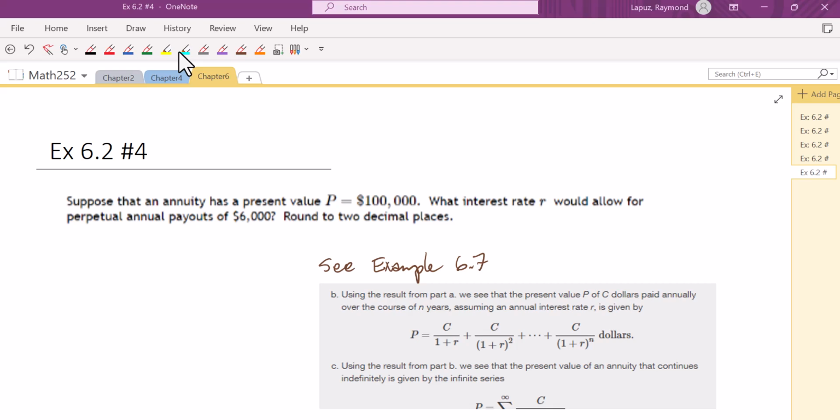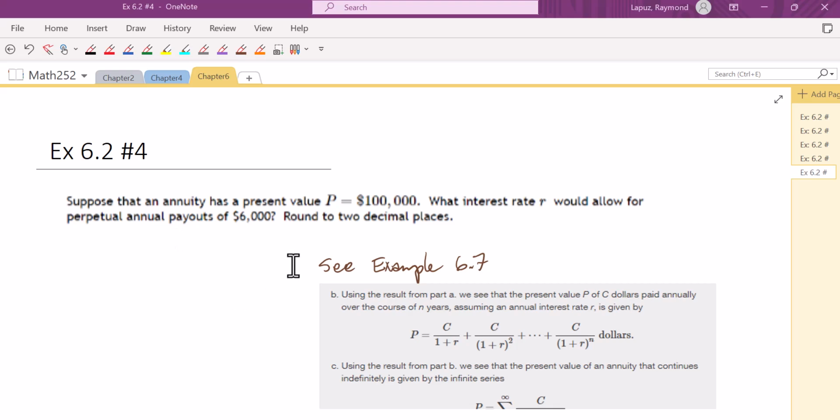We are looking at a problem from homework 6.2, number 4. Now this problem comes in a variety of forms. This particular one is asking us to find the interest rate. There might be times where they're asking you to find the total amount that you will get. But this one is asking for the interest rate.